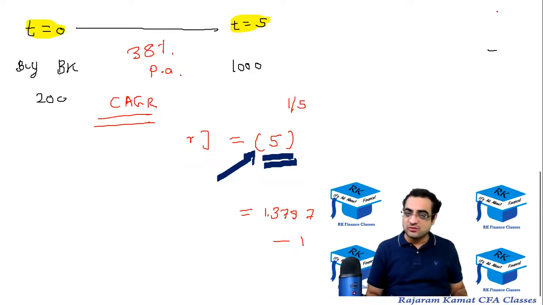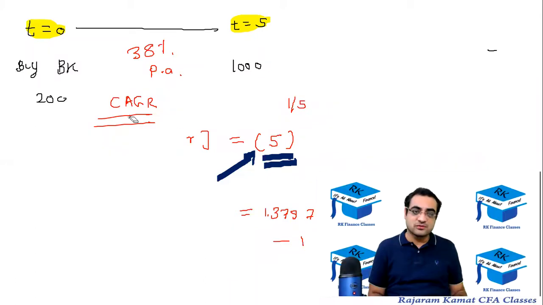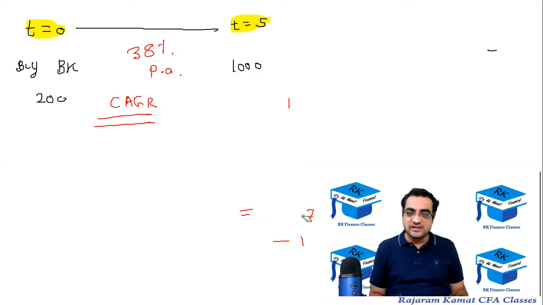All right, Anjali. So where were you stuck? Yes, Anjali. Sir, only 5 raised to 1 by 5, I didn't get it. Okay, so did you realize that it has to be done like this?